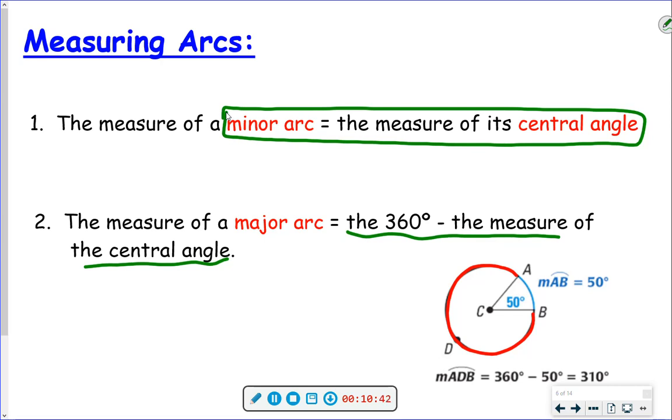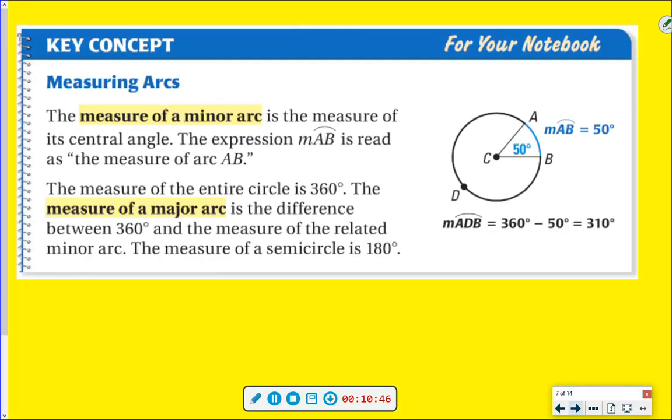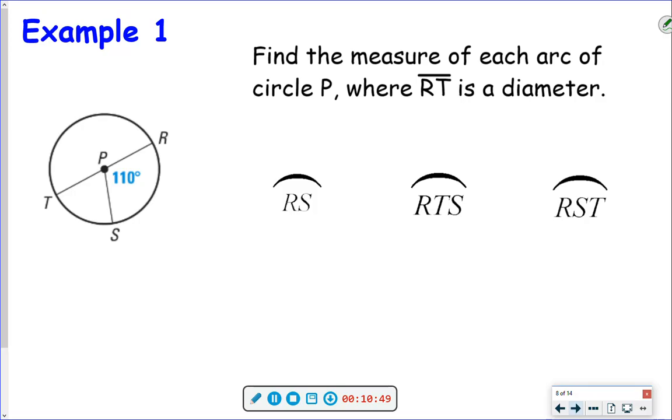So nothing too shabby today. Let's start getting some arc measurements. Find the measure of each arc. Now, before I even look at these different arcs, this is just me, I like to label everything on the picture, which you've seen in the past when we do all those angles. Then I just go back through and answer what they want me to do.